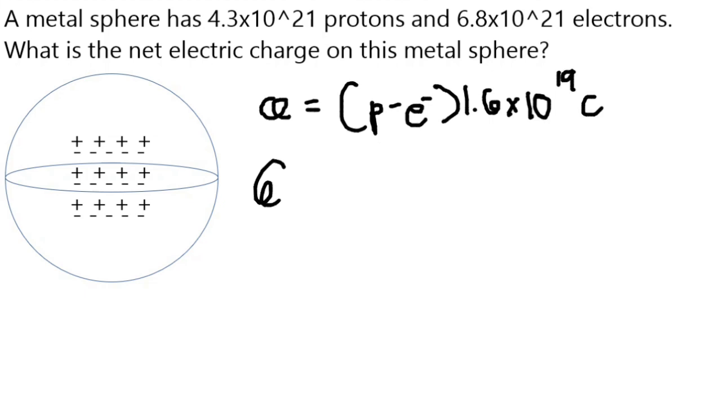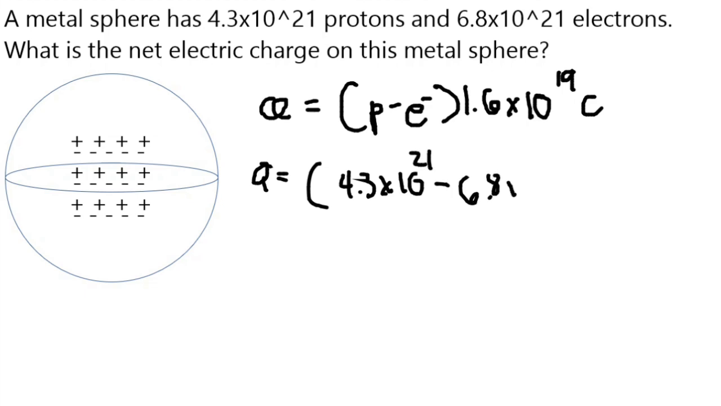So to calculate the electric charge, we have to know this equation. The electric charge is basically the quantity of protons minus electrons multiplied by 1.6 times 10 raised to the negative 19 coulombs. So that should be negative 19. We're going to put it later. So we have this. We're just putting up what was given to us.